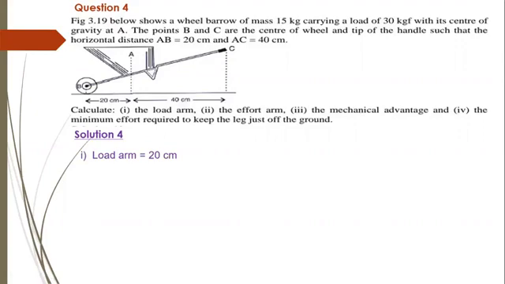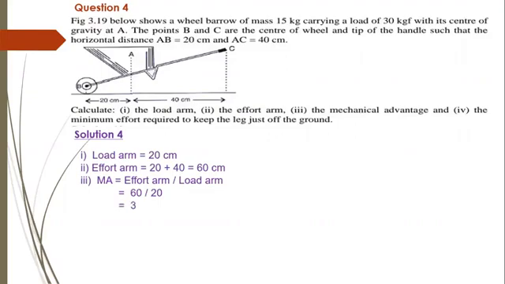Find out the effort arm. It is the sum of AB plus AC. So 20 plus 40, 60. What will be the mechanical advantage? You know the formula: effort arm upon load arm. Substitute the values, it will come out to be 3.